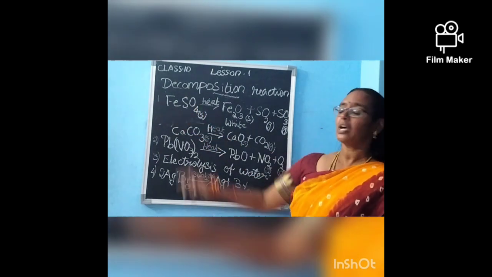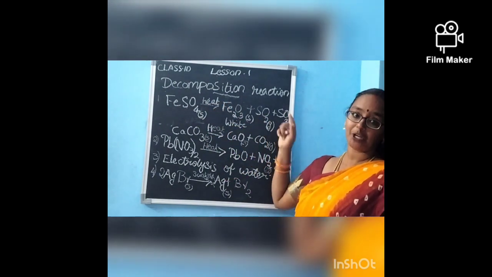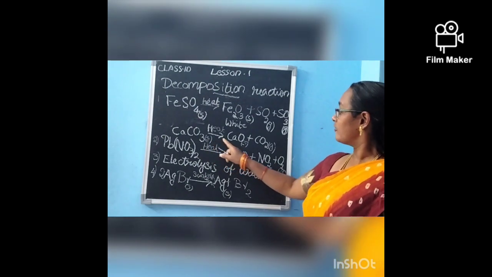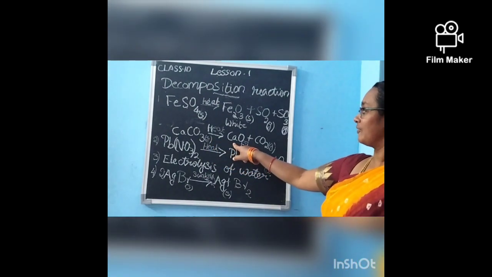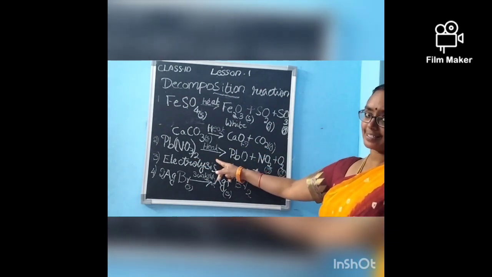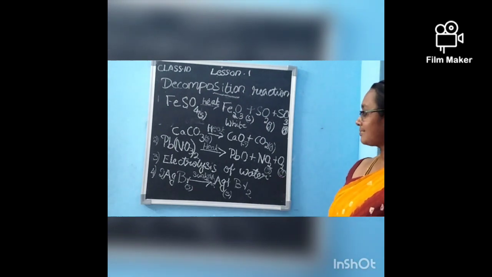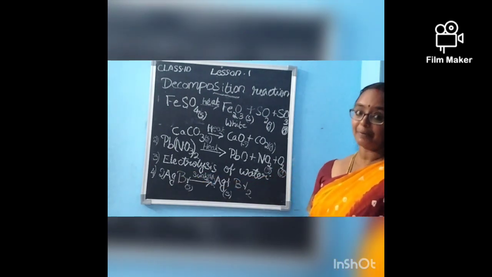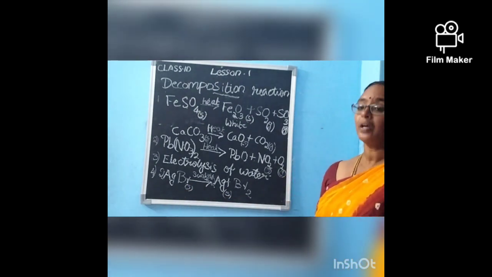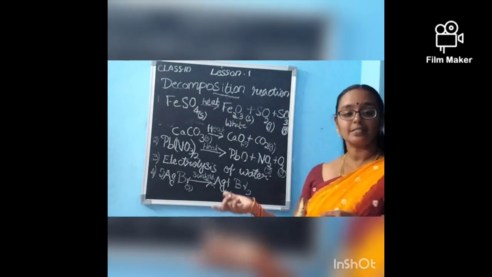First one, ferrous sulfate. When it undergoes decomposition, we will get ferric oxide, sulfur dioxide and sulfur trioxide. This is the first example. Second one, calcium carbonate. When it is heated, it undergoes reaction and we get calcium oxide along with carbon dioxide. Okay, dears? Then lead nitrate. When it is heated, we get lead oxide plus nitrogen dioxide, and along with that oxygen is evolved. Electrolysis of water is the best example of decomposition reaction. And the last one is silver bromide or silver chloride. When exposed to sunlight, we get silver along with bromine. In the case of silver chloride, silver along with chlorine.